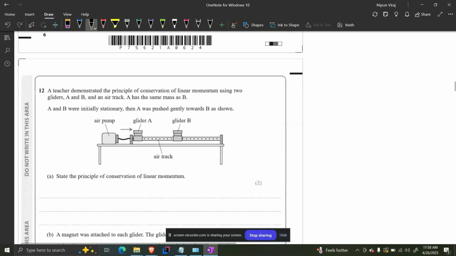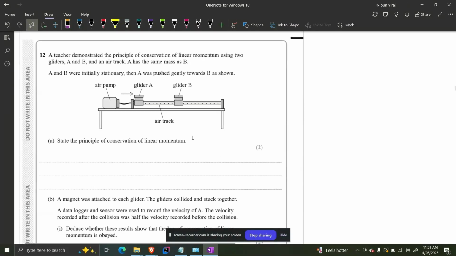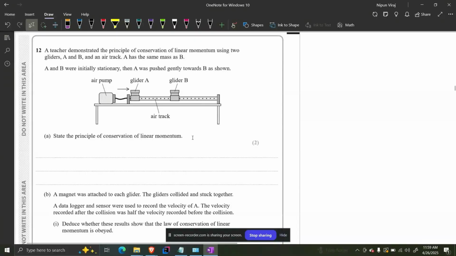Okay, let's go to the 12th question. A teacher demonstrated the principle of conservation of linear momentum using two gliders, A and B, and an air track. A has the same mass as B. A and B were initially stationary. Then A was pushed gently towards B. Right now, the teacher is trying to explain the principle of conservation of linear momentum. So in the question, they are first asking, explain what is the principle of conservation of linear momentum.